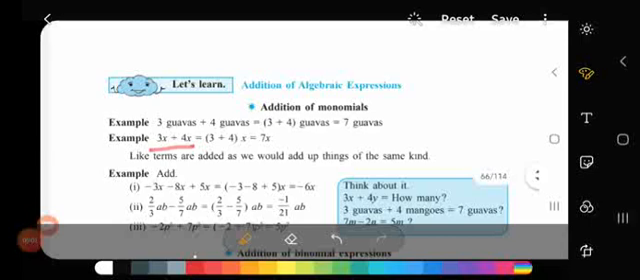Next example, see minus 3x minus 8x and plus 5x. Here the coefficients are minus 3, minus 8 and 5. For their operation we will just do: minus 3 and minus 8 is minus 11, plus 5 is minus 6. So it's minus 6, and commonly we will write x.